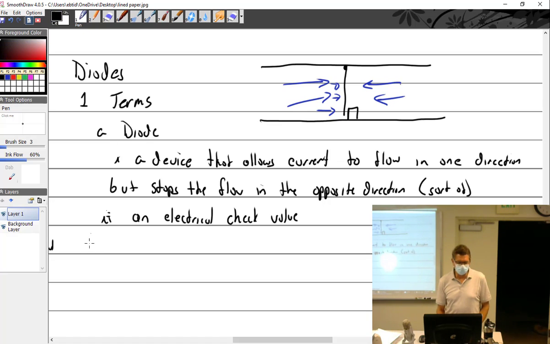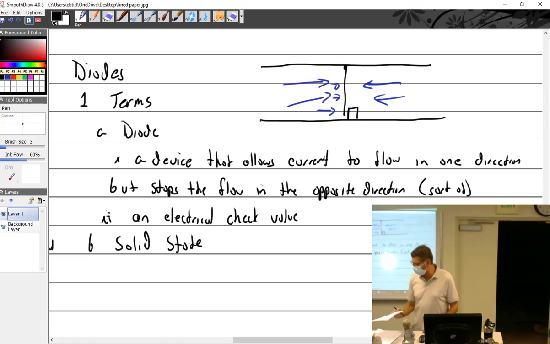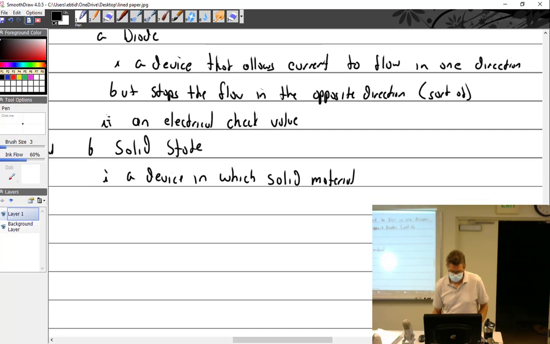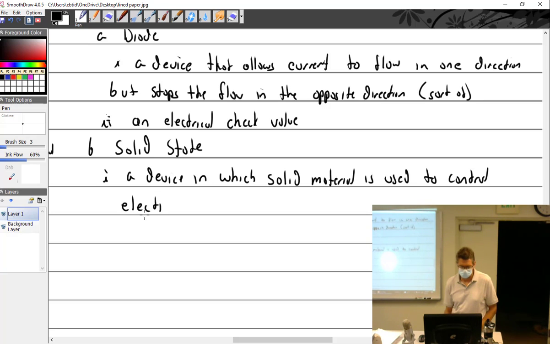All right. So it's considered solid state. Solid state is a device in which solid material is used to control electric currents. All right, semiconductor theory.